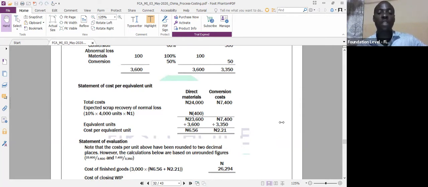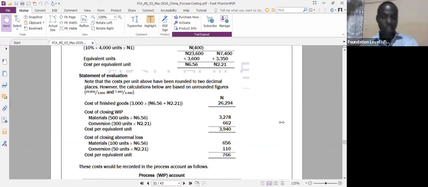Now the cost is 23,600 and 7,400 divided by equivalent units. Equivalent unit here is 3,600 for material and 3,350 for conversion. So it gives you 6 naira 56 kobo for material, 2 naira 21 kobo for conversion. All right.